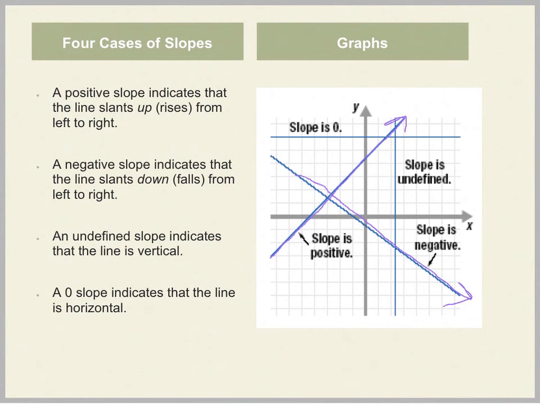Our 2 other slopes are undefined, meaning we have a vertical line, or a slope of 0, meaning we have a horizontal line.